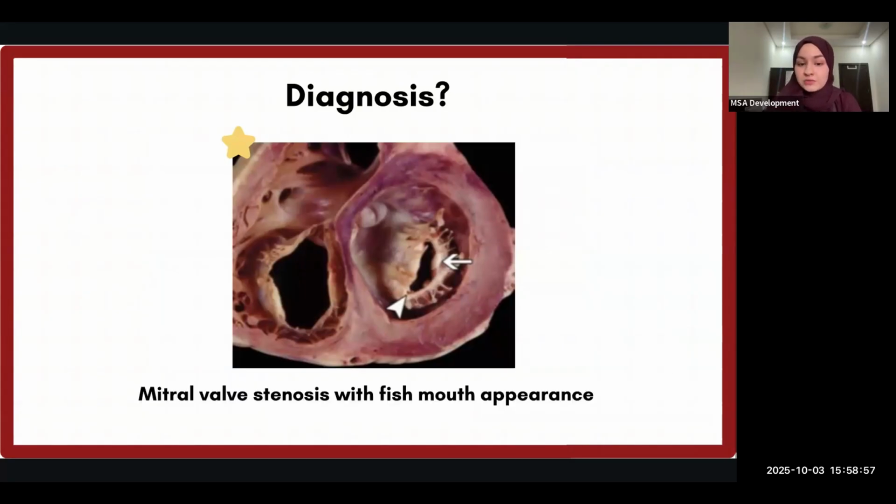This is mitral valve stenosis with a fish mouth appearance. There are different things that can cause mitral stenosis. One of the more important ones, relative to you, is rheumatic heart disease. We're going to talk about it later, but just keep that in mind. You can see that the valve is so stenosed that it's almost closed and it looks like a fish mouth. Again, another keyword: fish mouth appearance.